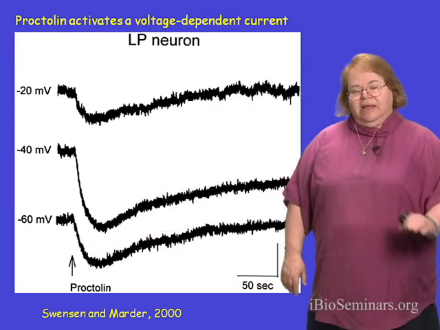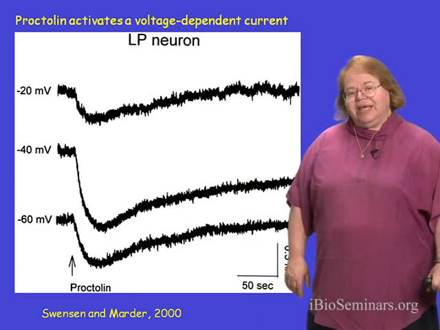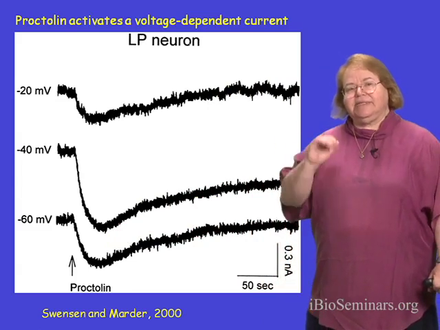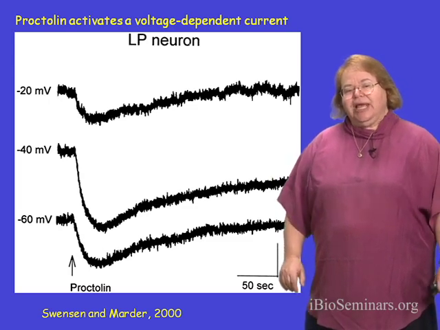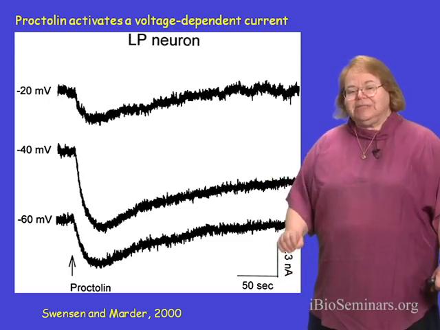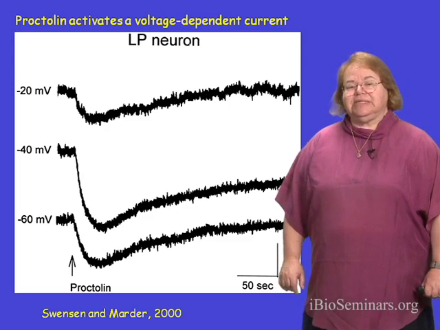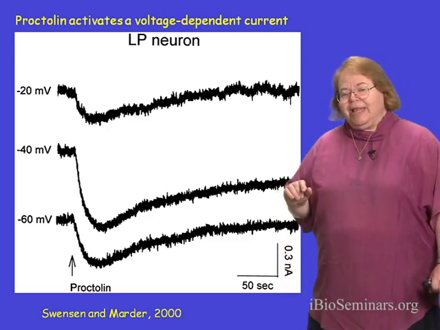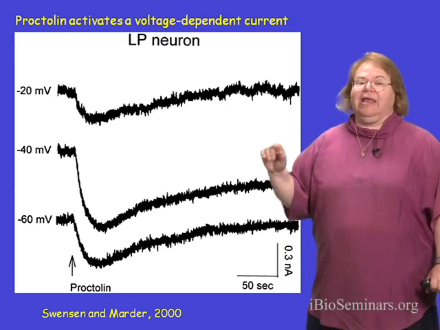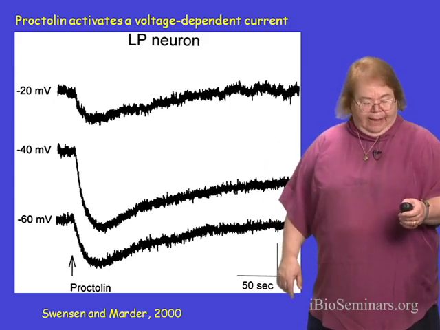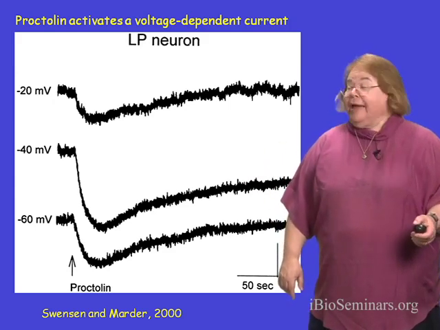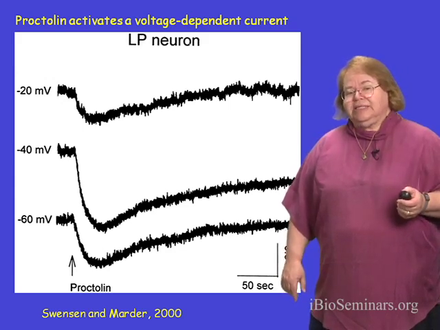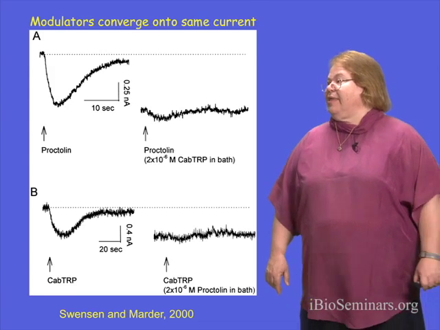So this peptide activates a voltage-dependent inward current, which tends to make the cells more excitable and has a current-voltage curve almost identical to that of the very famous NMDA receptor that you find in vertebrates. And this voltage dependence turns out to explain the way this peptide activates neurons.